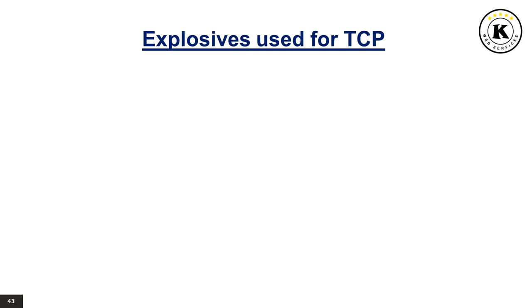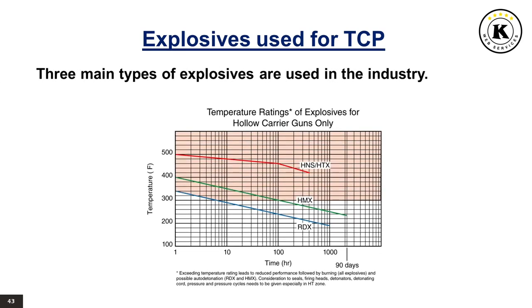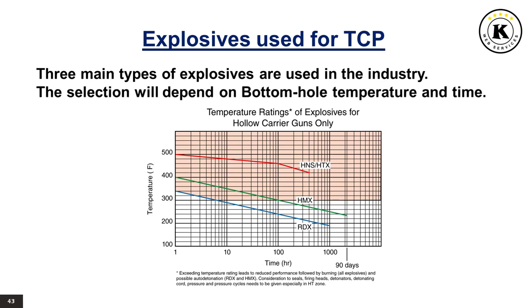Explosives used for TCP. Three main types of explosives are used in the industry for TCP applications: HNS, HTX, HMX, and RDX. The selection will depend on bottom hole temperature and time of exposure.